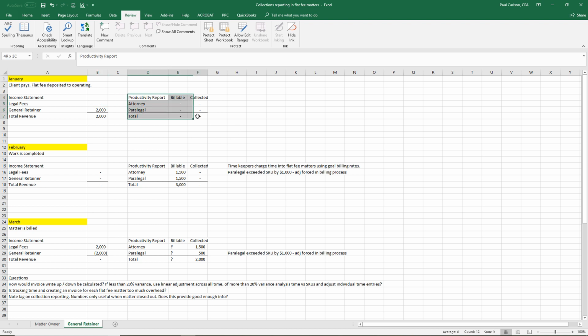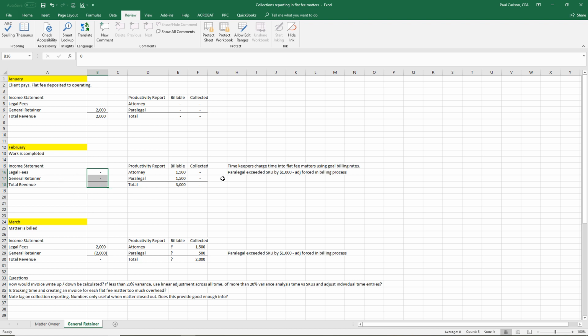And then for the productivity report, no one did anything in January, so the per person collections amounts are zero. So in February, we do all the work, but nothing is billed. So the income statement has no changes because we picked up the general retainer in January. Nothing else appears on the February income statement for this matter for revenue.